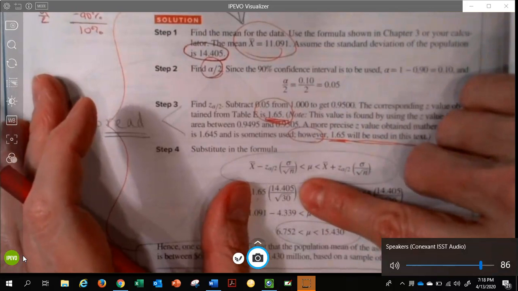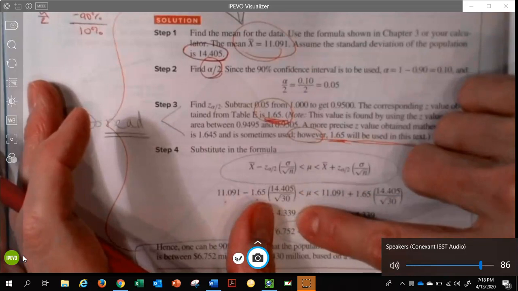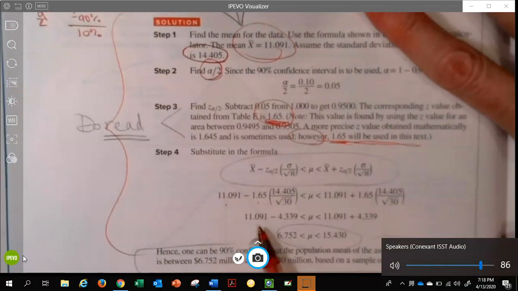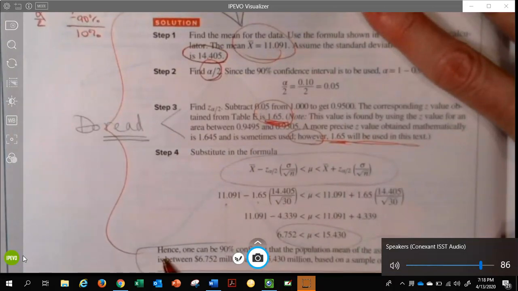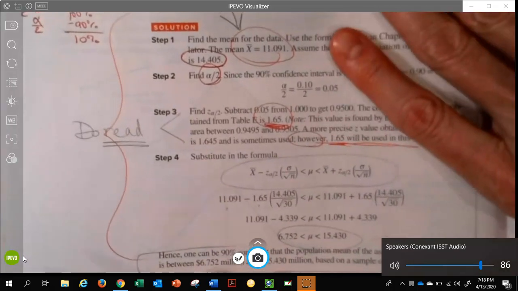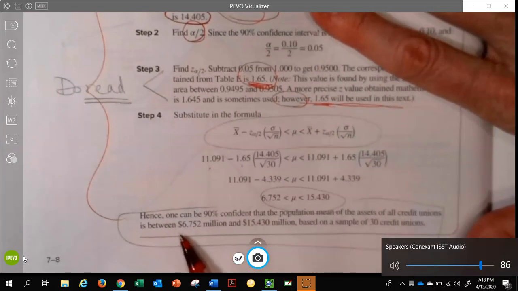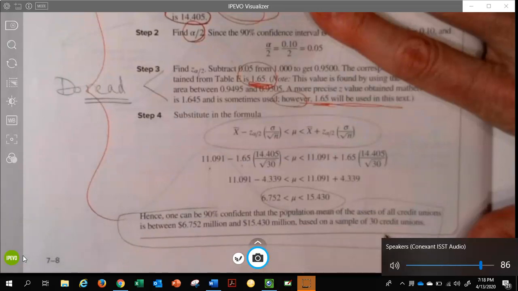I'm going to play around right here. I'm going to calculate that value. And I'm going to go ahead and say that's what I got, the 4.339. And I put it on both sides, 4.339. One point I'm going to subtract it from my sample mean, and another point I'm going to add it. I get this range of values, and it says hence, one can be 90% confident that the population mean of all of these assets, of all of these credit unions, is between, and we got to bring back the million, 6.752 million and 15.430 million based on the sample of 30 credit unions.